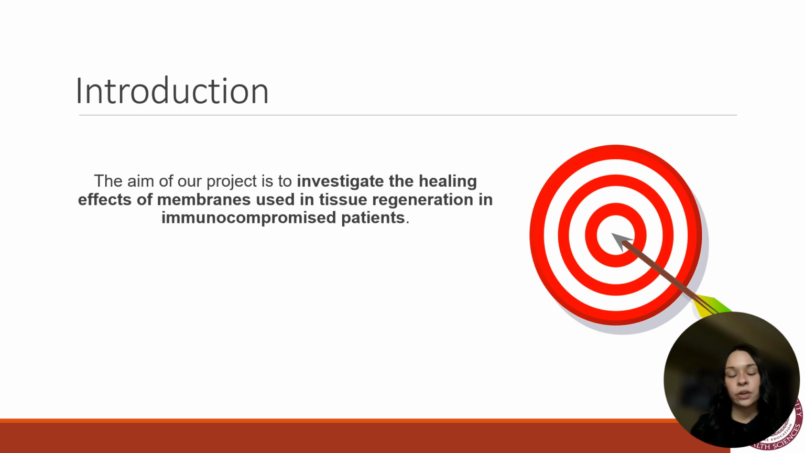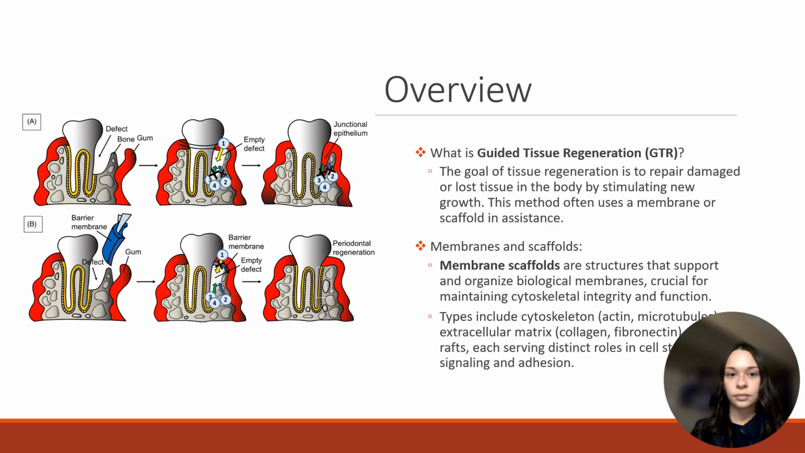As an introduction to our research, the aim of our project is to investigate the healing effects of membranes used in tissue regeneration in immunocompromised patients. Here is a short overview of some information pertaining to our research project. The goal of tissue regeneration is to repair damaged or lost tissue in the body by stimulating new growth. This method often uses a membrane or a scaffold in assistance.